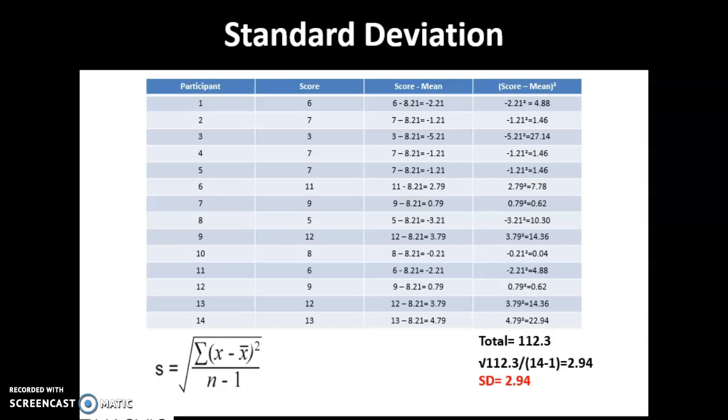The formula then requires us to square each of the values that we have gained from subtracting the mean from the results, and the squared numbers are then added together. Squaring a number means multiplying it by itself. Once you have added the squared numbers up, you need to put it into the formula, which is the square root of the sum of the mean subtracted from each result squared, divided by the number of values minus 1. There are 14 values, so 14 minus 1 is 13, which means the formula is the square root of 112.3 divided by 13, which tells us the standard deviation is 2.94.